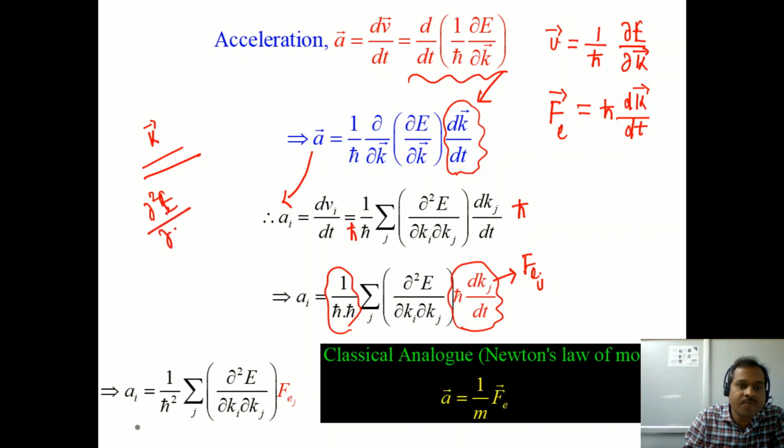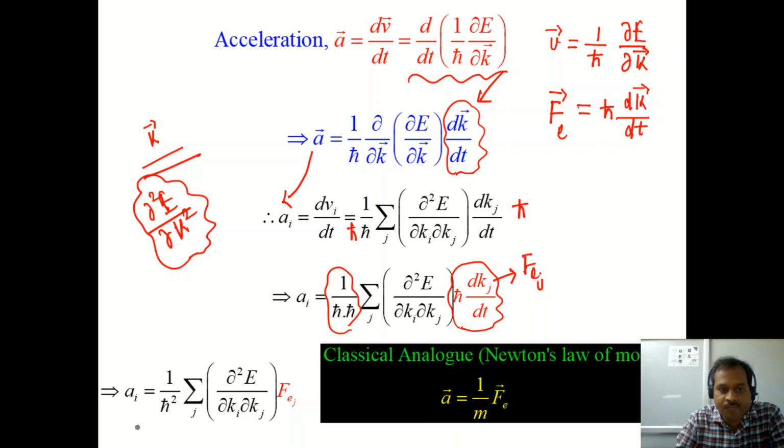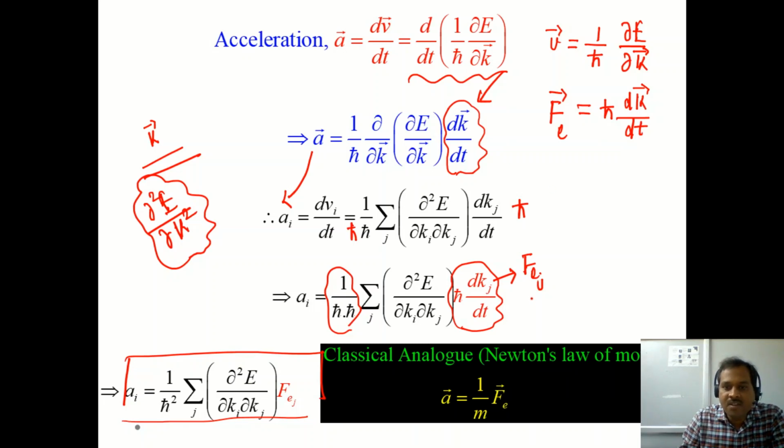Remember, here k is a vector, so we cannot simply write d square E by dk square. If we do that, then we are assuming that the energy in the solid is completely isotropic in nature, but that is not the case. Due to the anisotropic nature of the solid, we have to write it as dk_i dk_j. So the relation is a_i is equal to 1 by h cross square, summation over j, d square E by dk_i dk_j into F_e,j, and it is classically analogous to Newton's law of motion, that is a is equal to 1 by m F_e.